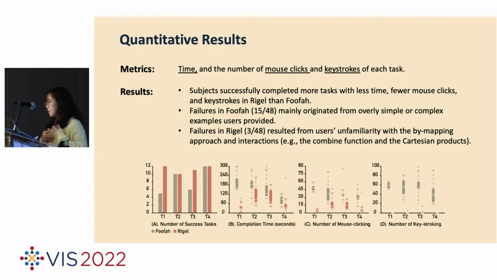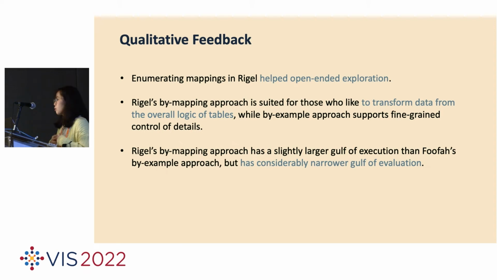And we also see some failures in RIGO. And during the interview, we found that users said they may not be familiar with the by-mapping approach and also some interactions provided by RIGO. So the qualitative feedback shows the RIGO's advantages in helping open-ended exploration and transforming the data from the overall logics of the tables. And also it can help reduce the gulf of evaluation.